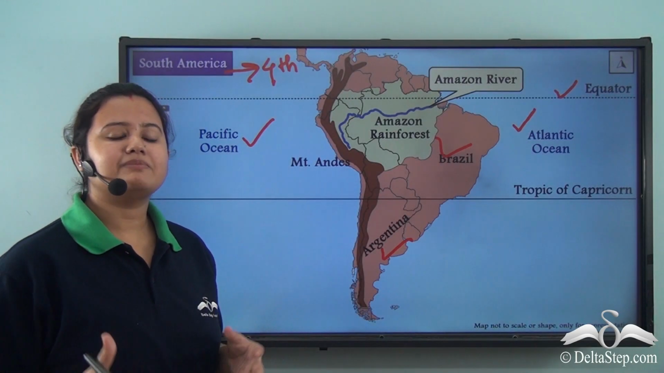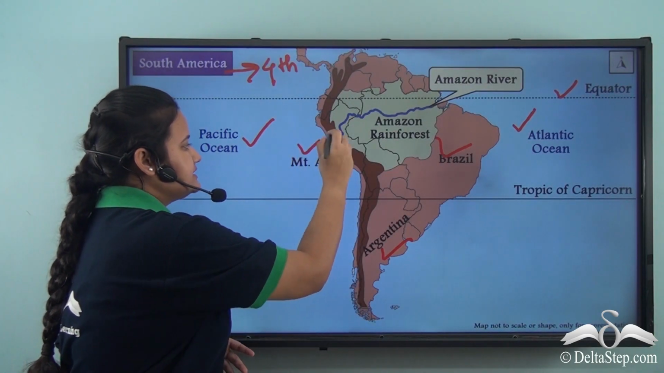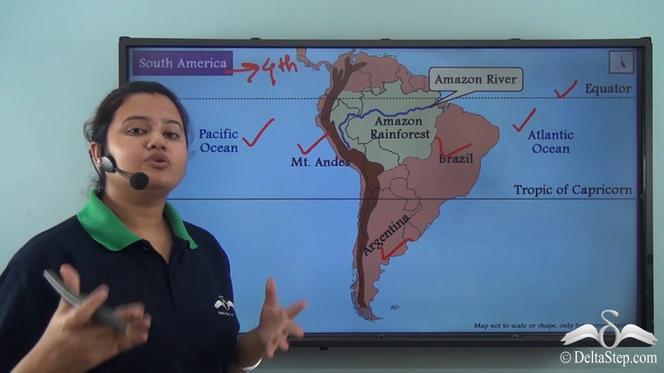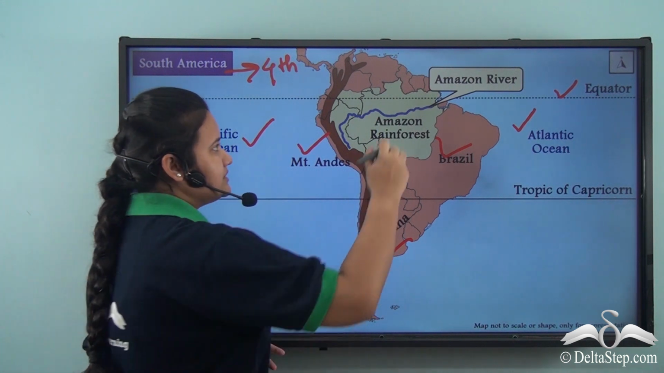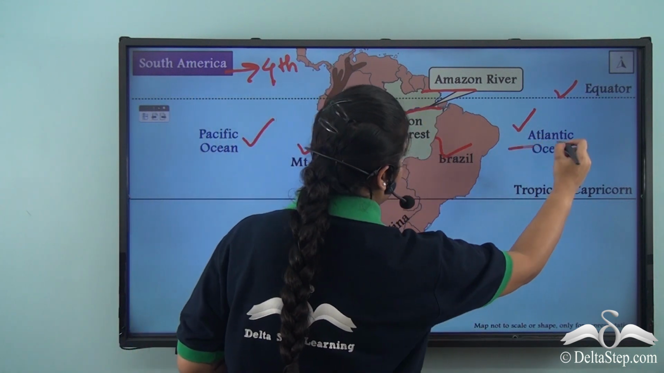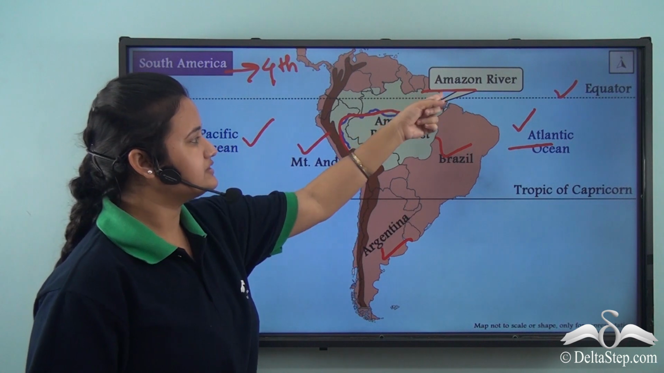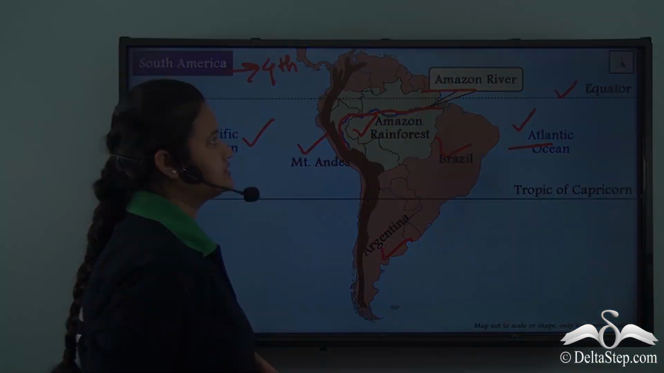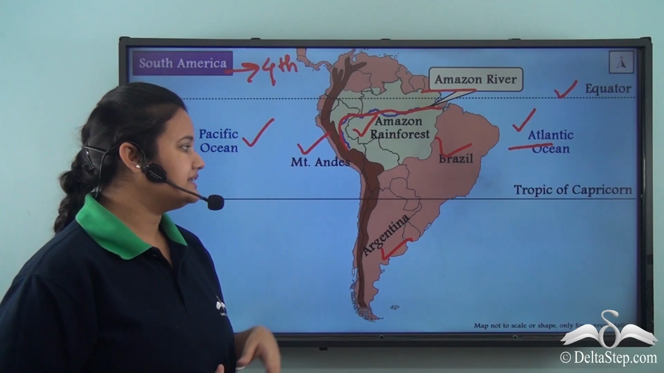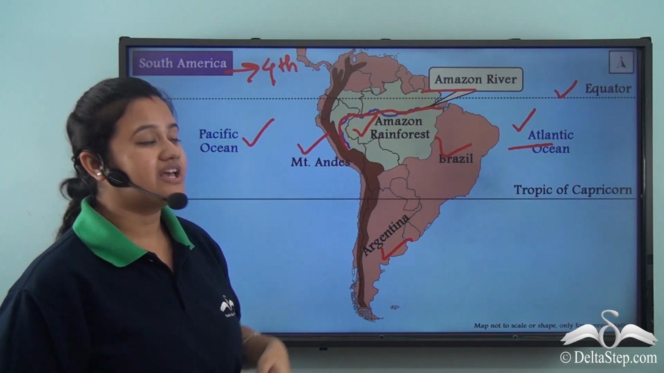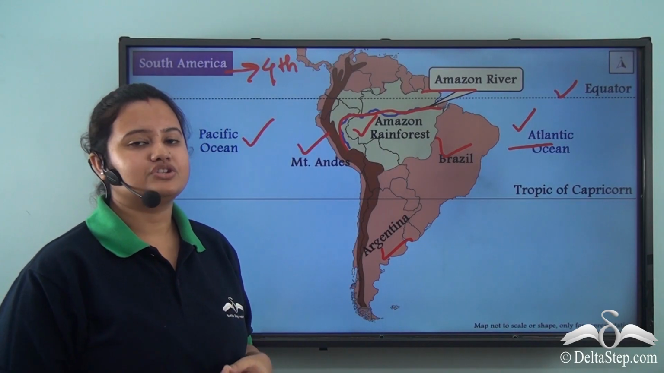The world's longest mountain range, that is the Andes, runs almost along the western margin of this continent. In fact, the world's largest river, that is the Amazon River, originates in the Andes Mountains and drains into the Atlantic Ocean. On both sides of this river, we have the world's largest rainforest, which is the Amazon rainforest. So the continent of South America has the world's largest mountain range, the largest river, and the largest equatorial rainforest of the world. Now, let us explore other continents of the world.